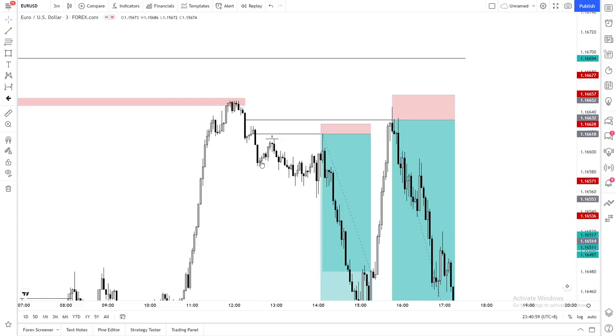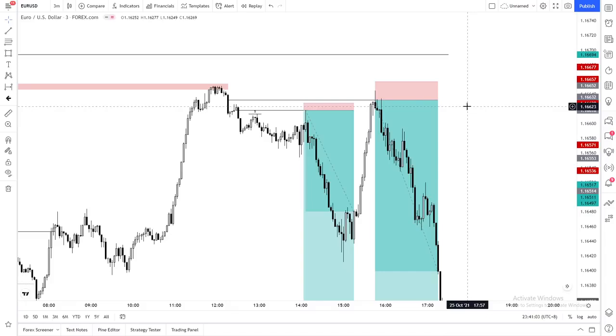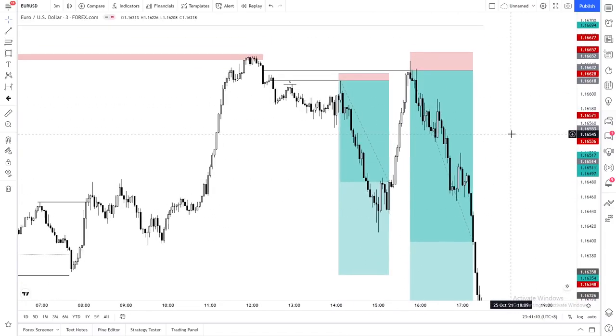Just analyze this and try and figure out why I've taken this preliminary sell and then, of course, gone for the further sell. And then also take a look at where price bought from. Pay attention to the liquidity, stop hunts, and structure.